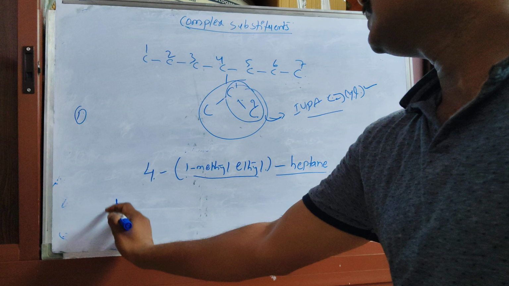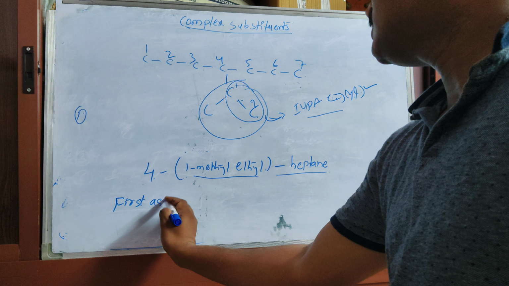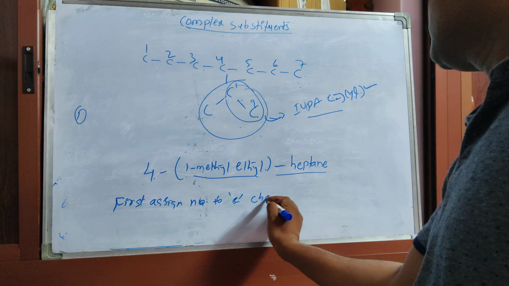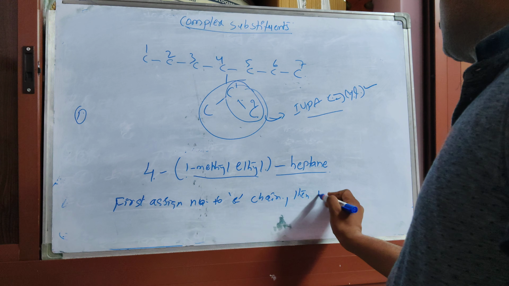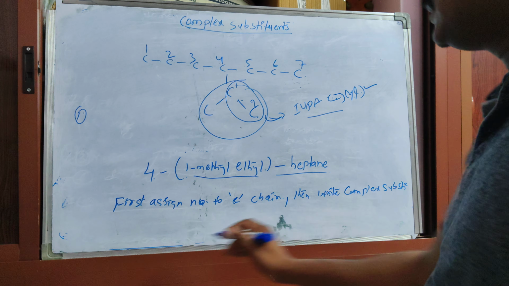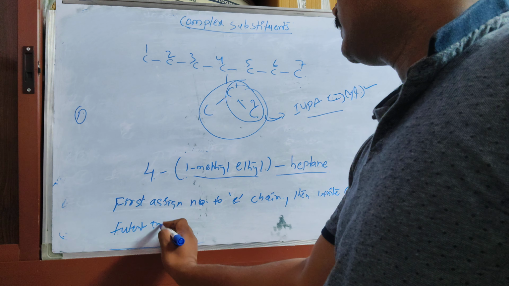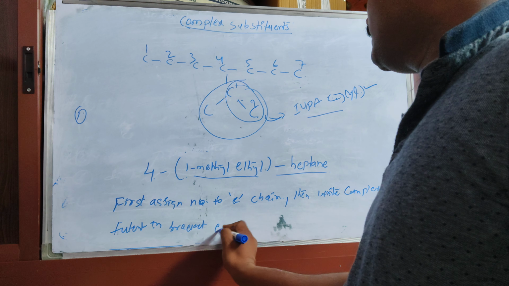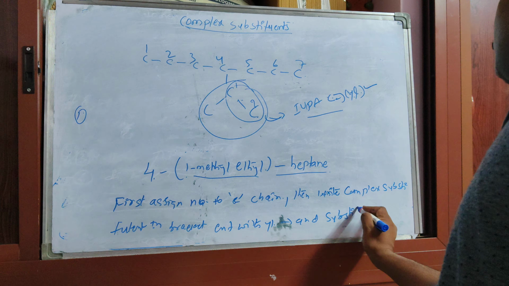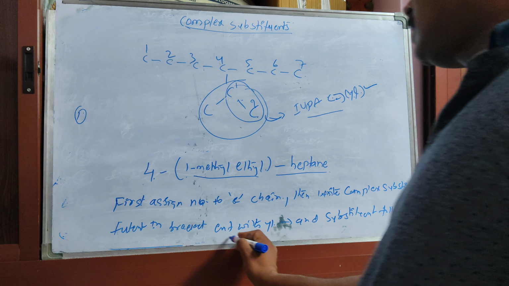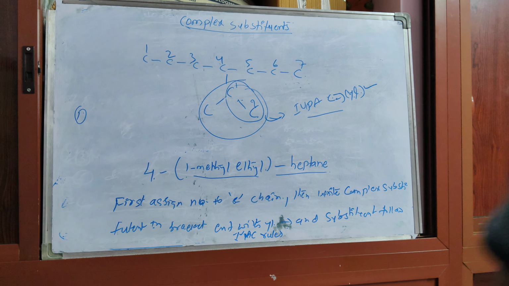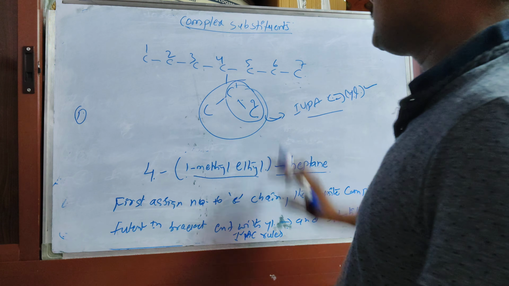This is about the first step: assign numbers to the carbon chain, then write the complex substituent in brackets, ending with yl, and the substituent also follows the IUPAC rules discussed. This is the case of complex substituent. This you have to remember. Next.